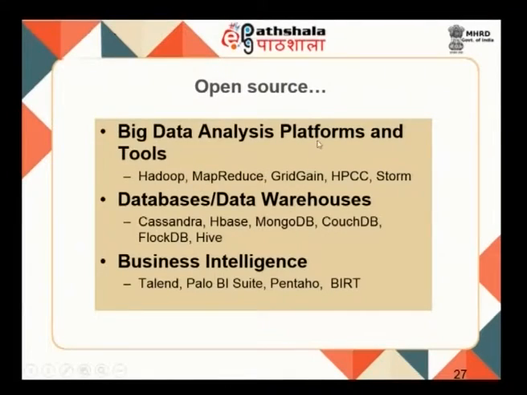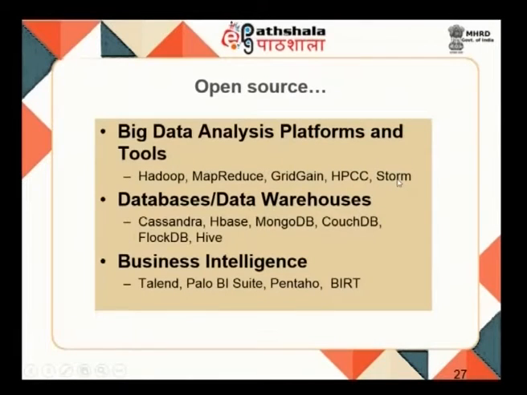So, for big data analytic platforms, what are the open source tools that are available? We have Hadoop, MapReduce, GridGain, then High Performance Computing Cluster, and Storm. Storm is actually owned by Twitter. Twitter provides a platform in which its tweets can be easily downloaded and analyzed effectively.